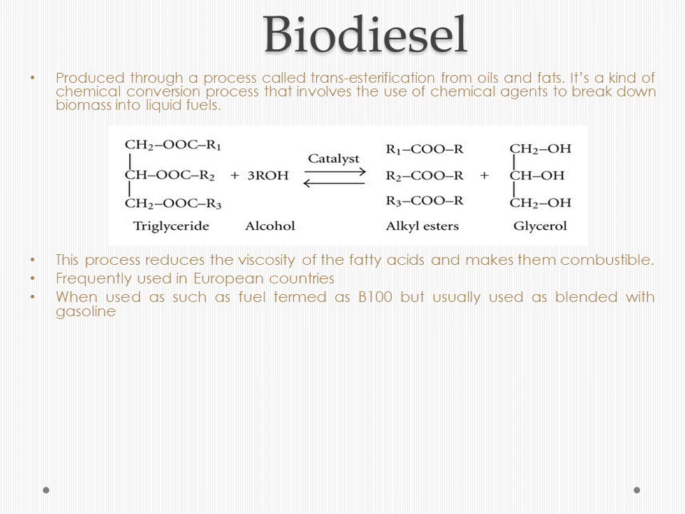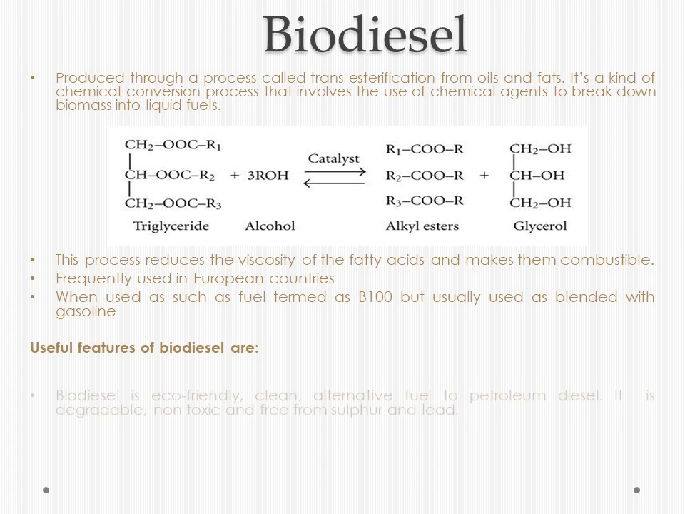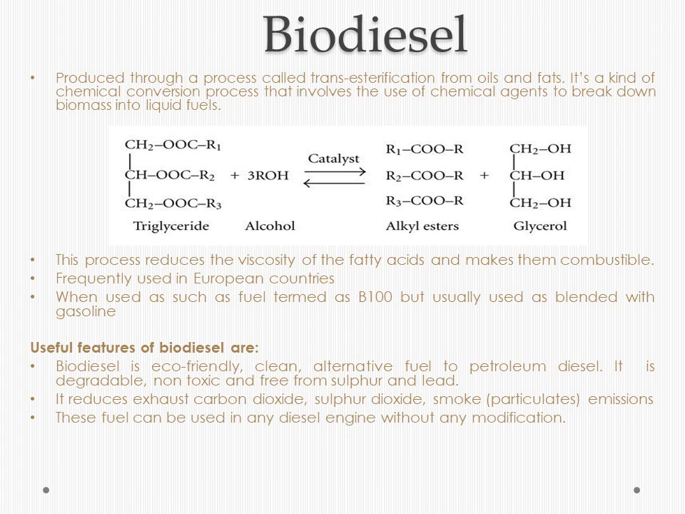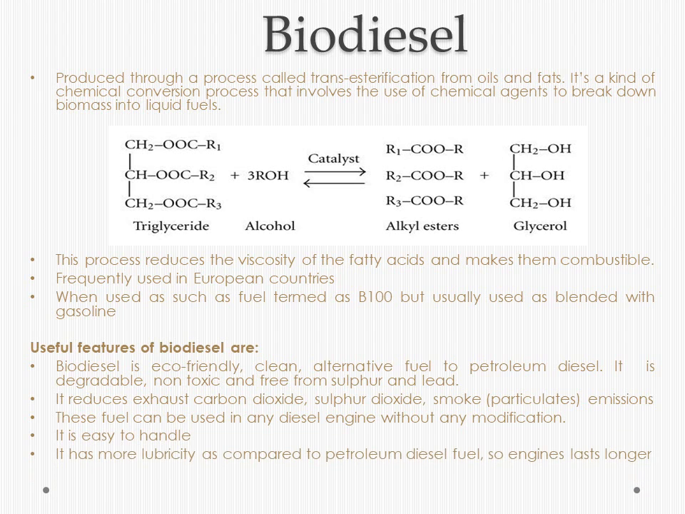And when it is used as such, it is termed as EB100, but mostly it is used blended with gasoline. And the useful features in biodiesel are: it is an eco-friendly, clean, alternative fuel to petroleum diesel. It is biodegradable, non-toxic, free from sulfur and lead. It reduces the exhaust carbon dioxide, sulfur dioxide, smoke or other particulate emissions from the vehicles. This fuel is used in any diesel engine without any modification. It is easy to handle. It has more lubricity as compared to petroleum diesel fuel. So engines last longer when run with biodiesel.